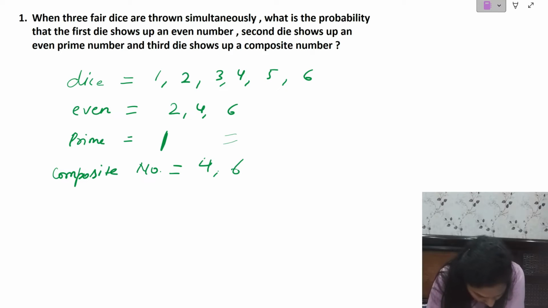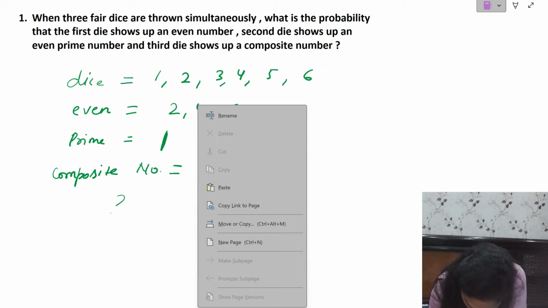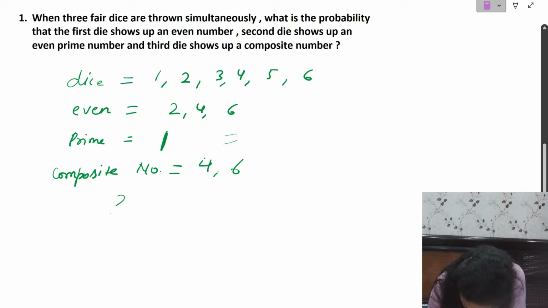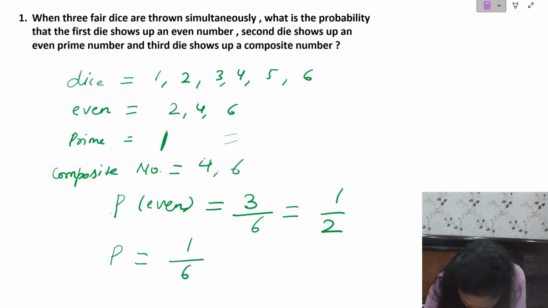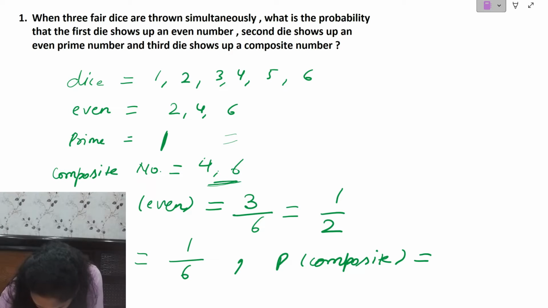So now let us see the probability of having an even number. What is the probability that the first die shows up an even number? There are 3 out of 6, so the probability of having an even number is 1 by 2. Now the probability of having a prime number is 1 by 6. The probability of having a composite number: 4 and 6, 2 outcomes are there, so 2 out of 6. So we have 1 by 3.